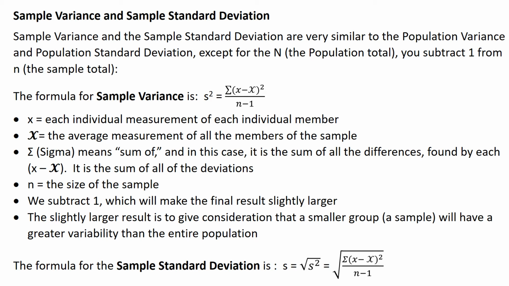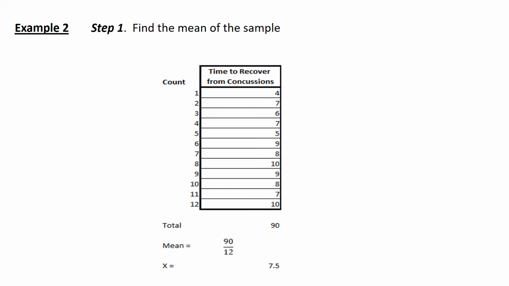Sum of the sample minus each individual squared, divide by number of samples minus 1, the square root of all that. Let's go through this again.